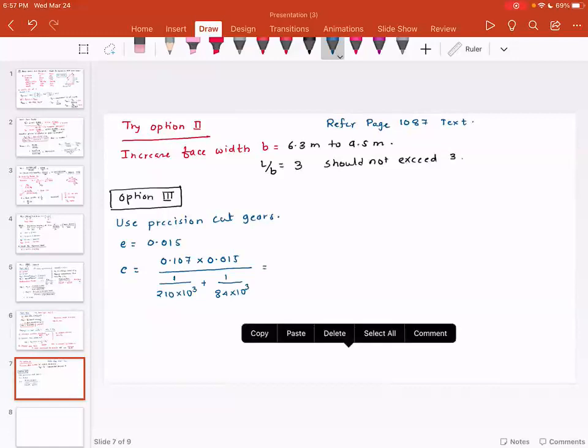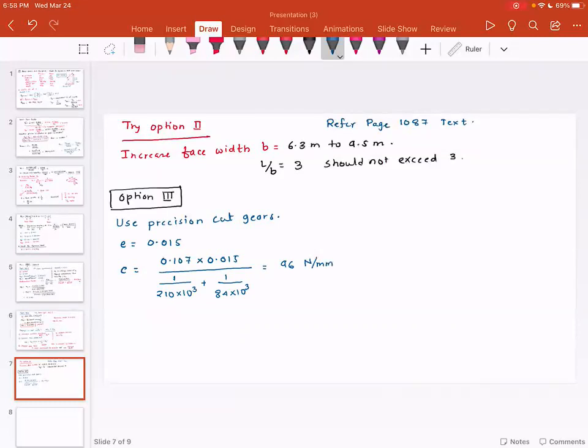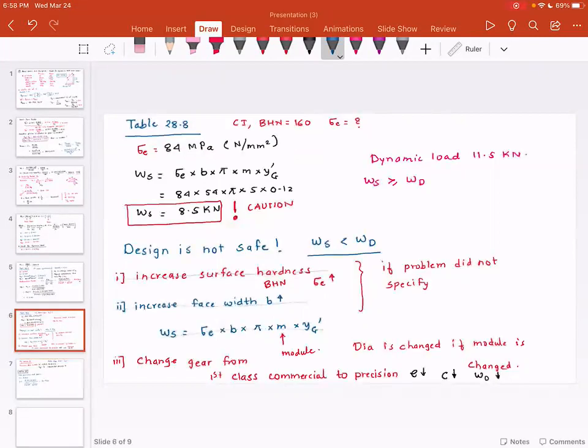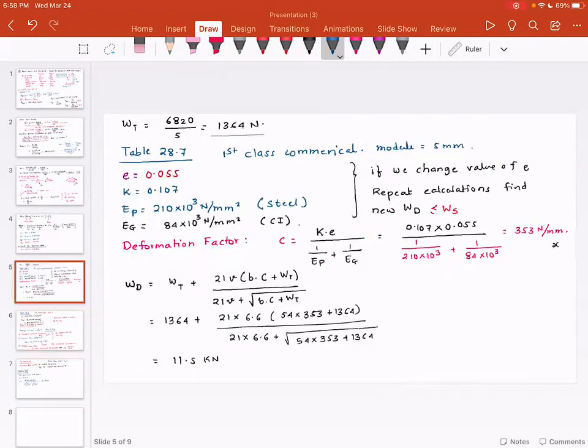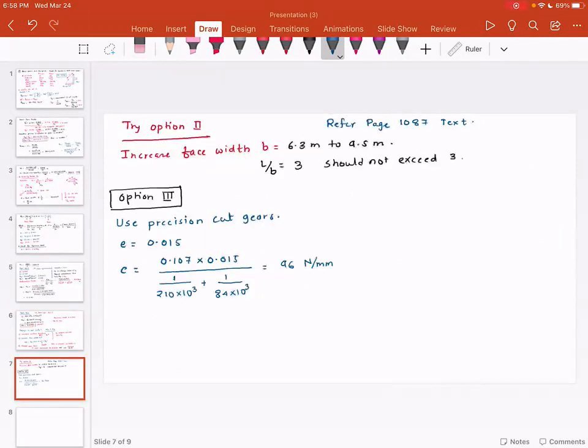And when you solve this, you will get an equation. The answer is 96 Newton per millimeter. Please understand, in the previous case, the value of C was 353. Now the value of C is 96. So immediately the value became about 1/3.